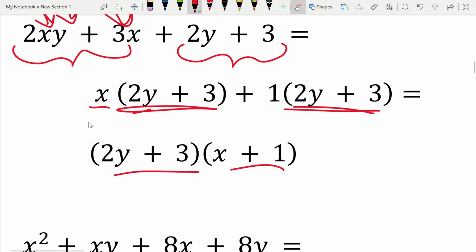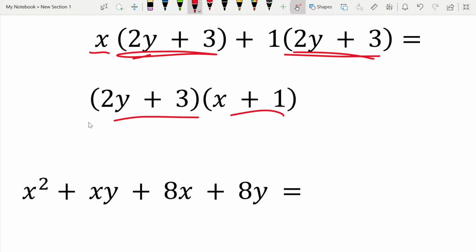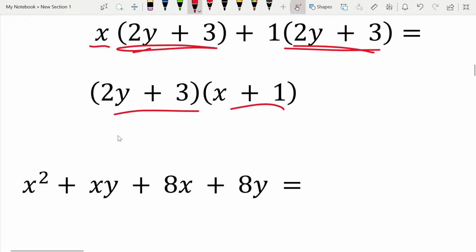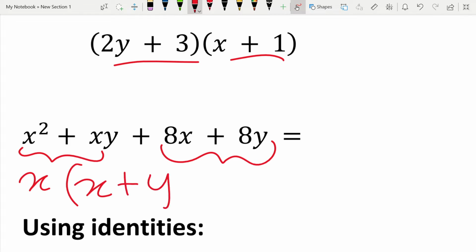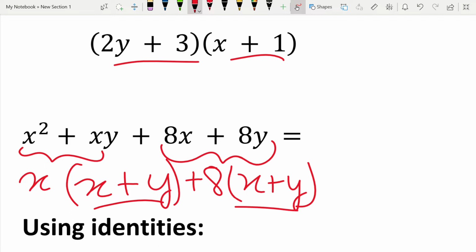Let's move on. Give this a go. Okay, good job. I hope you have given it a go, and let's use it. Now, how can we do this? We have to group this one and we have to group this one. So what is common in these two? We have got x as common, x plus y over here, and then we've got plus 8 times x plus y. So what have we got? We've got x plus y as one factor, and we've got x plus 8 as the other.